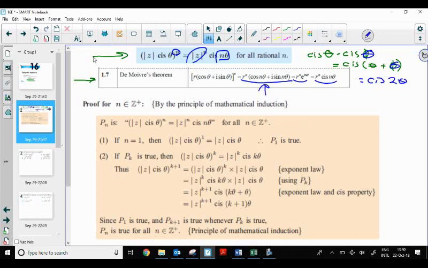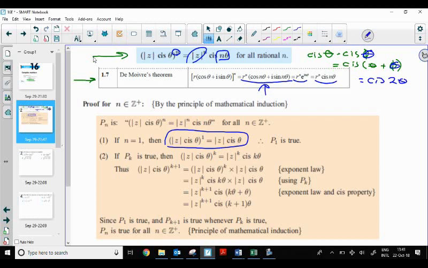Down below, there's an induction proof of it for positive integers. The book continues, I believe, for negative integers, as well as you can also extend this for rational powers. But we'll just take a quick look here at the positive integers. So we start off with the first positive integer, n equals 1. In that case, yeah, this is definitely true. Modulus z times cis of theta to the power of 1 is equal to modulus z to the power of 1 times cis of 1 theta.